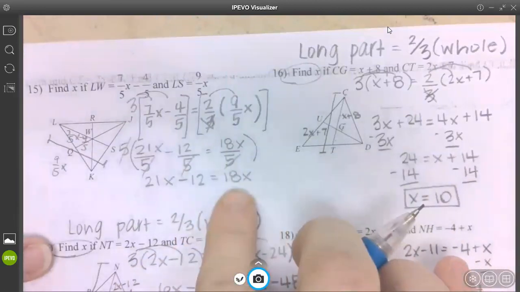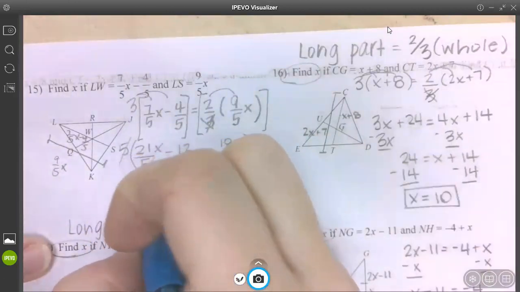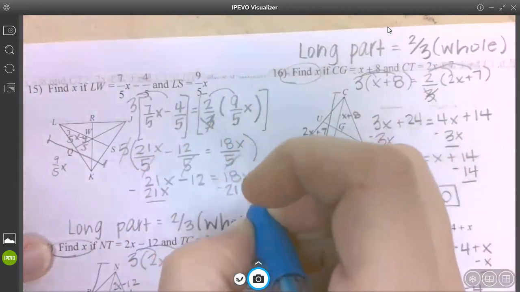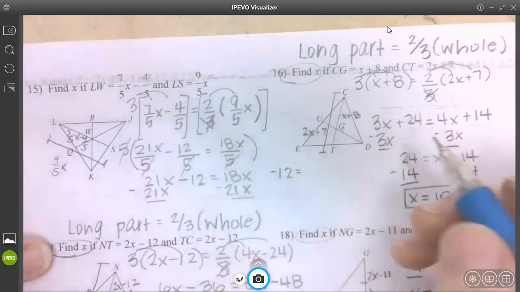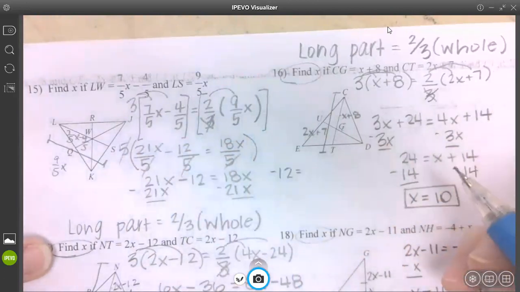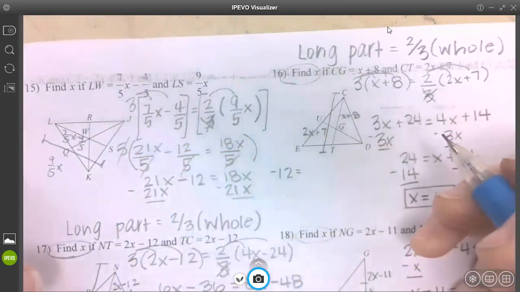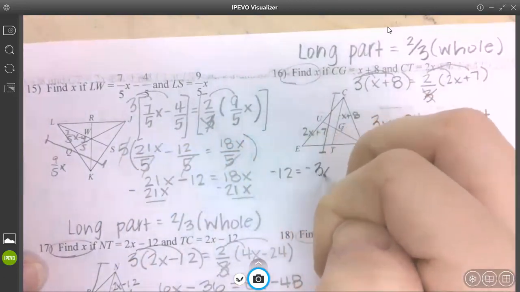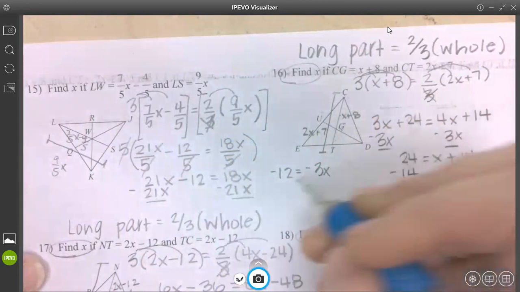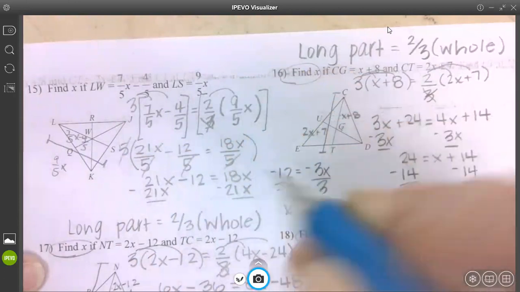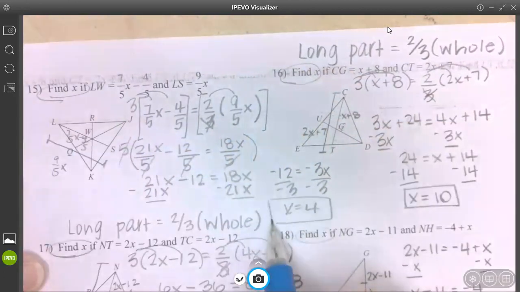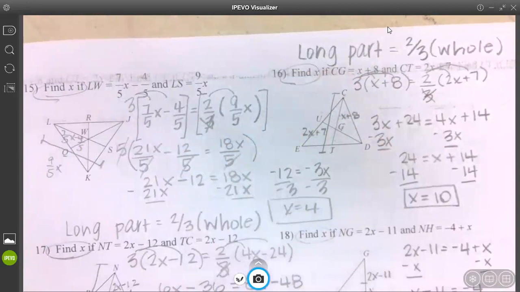Because this x is already by itself, I'm going to subtract the 21x. I get negative 12 equals negative 3x. We're going to divide by negative 3. And I get x equals 4. It said find x. So I'm done with that problem. Again, don't make it more complicated than what it is. I know the fractions tend to make it hard, but everything will cancel out in the end.